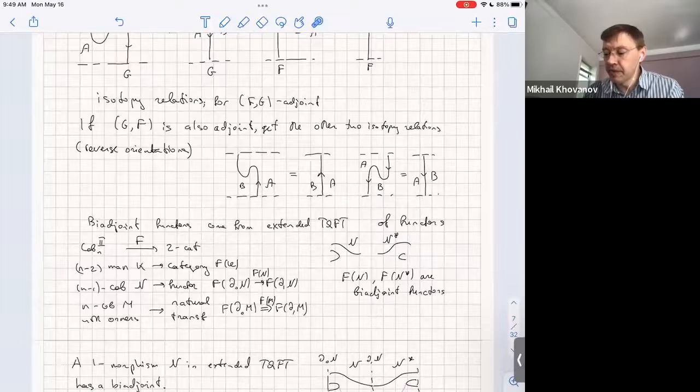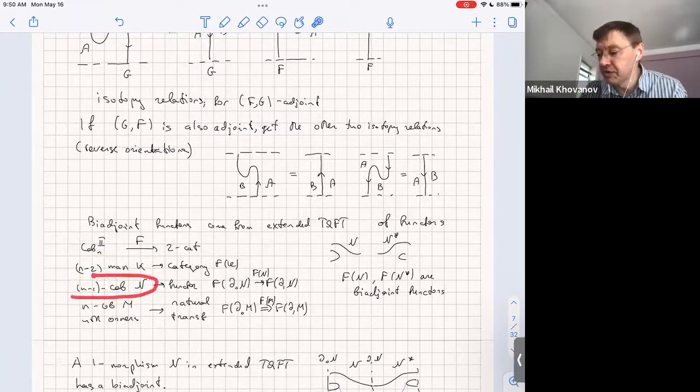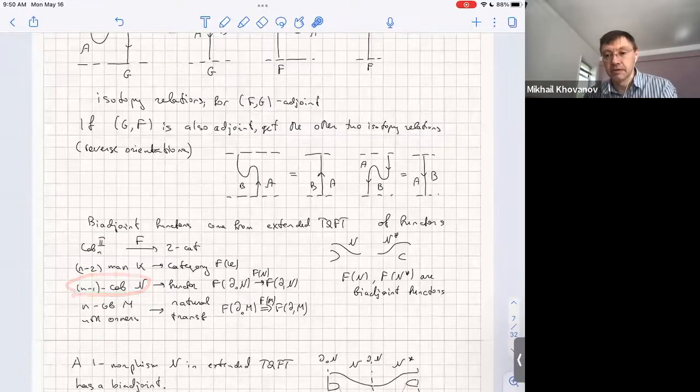An extended TQFT is a two functor from the two category of cobordisms with corners in dimension n. In that two category, objects are closed n minus two manifolds. One morphisms are n minus one cobordisms between n minus two manifolds, and two morphisms are n dimensional cobordisms with corners between one morphisms.